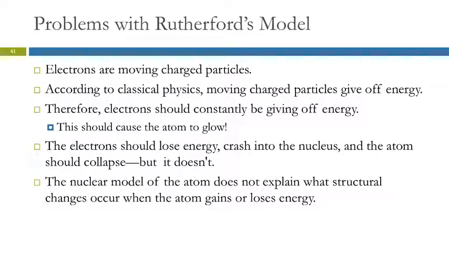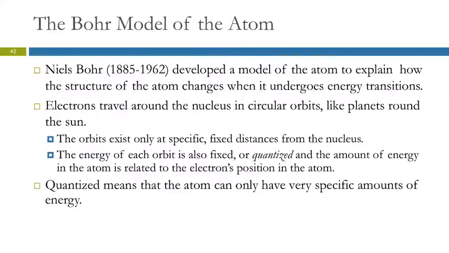If they're giving off energy and energy is conserved, they must eventually run out of energy, crash into the nucleus, and the atom should collapse. But it doesn't. So the nuclear model doesn't explain what structural changes are occurring when this emission of light happens, and it's got these other issues with the charged particles. So obviously there was a need for some improvements.